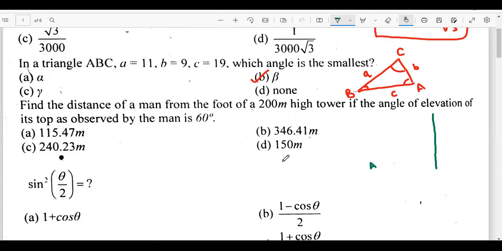Okay. And what exactly is the question saying? We need to find the distance of a man from the foot of a 200-meter high tower. This is 200 meters. You need to find out this distance x, and what do we know? If the angle of elevation of its top as observed by the man is 60 degrees. So this would be the line. This is the top of the tower, and this would be the angle of elevation, and that is 60 degrees.